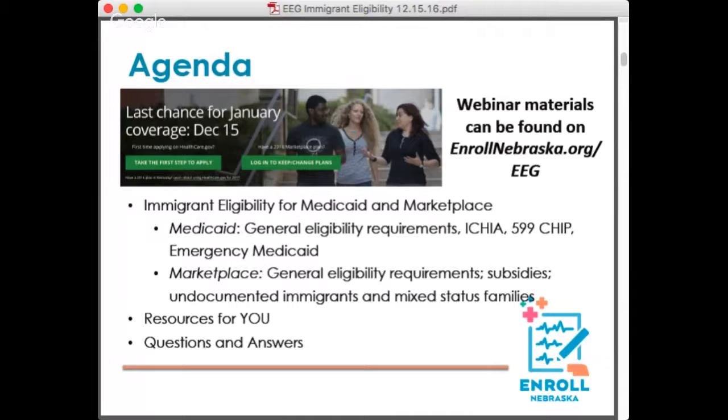We're going to cover general eligibility and the immigrant population for both Medicaid and Marketplace. And then we hope that we can equip you as advocates and as assisters to go out and spread the word about some of this and get it in the hands of people who need it, hopefully resulting in more people getting enrolled in the end.